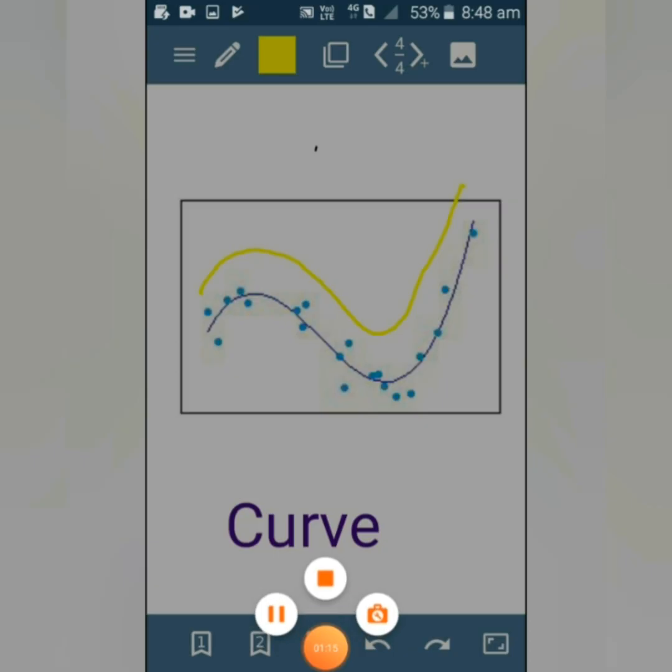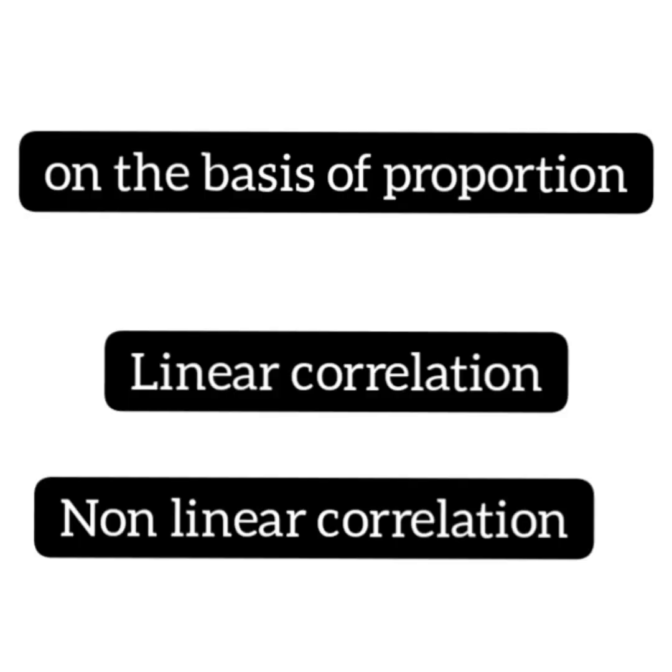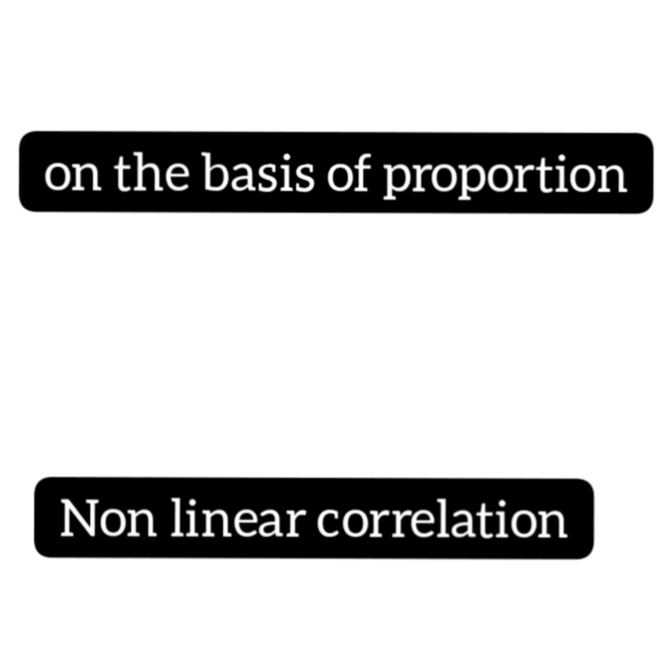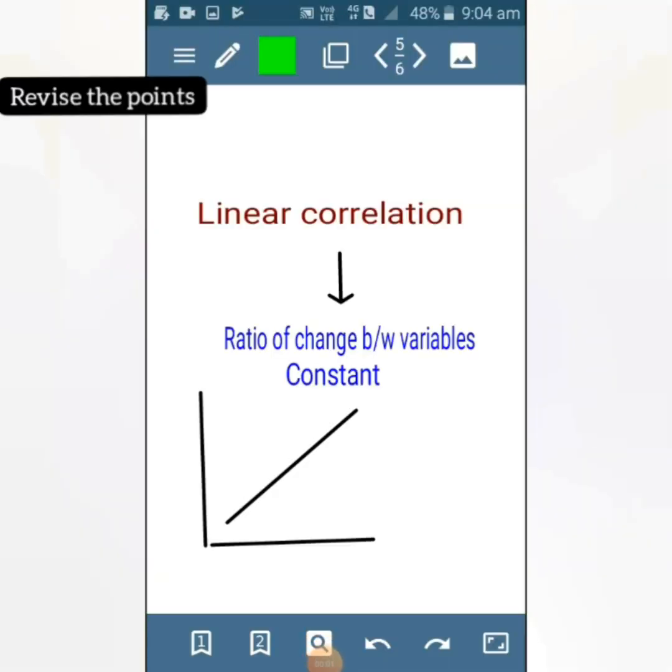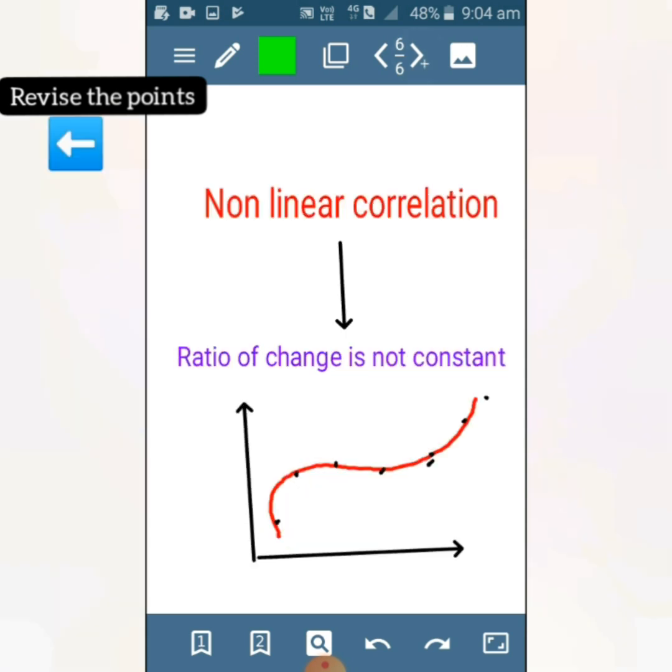So today we have discussed correlation on the basis of proportion. On the basis of proportion, correlation is classified into two: linear correlation and nonlinear correlation. Let us revise the points again. In linear correlation, the ratio of change between variables is constant and our graph will be in the form of a straight line. In the case of nonlinear correlation, the ratio of change is not constant and our graph will be in the form of a curve.